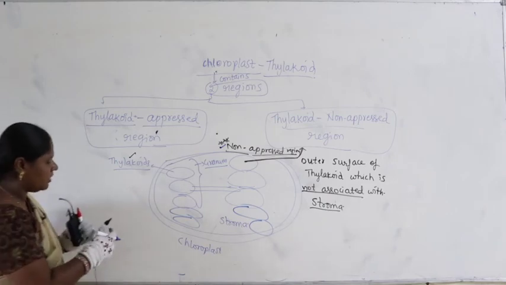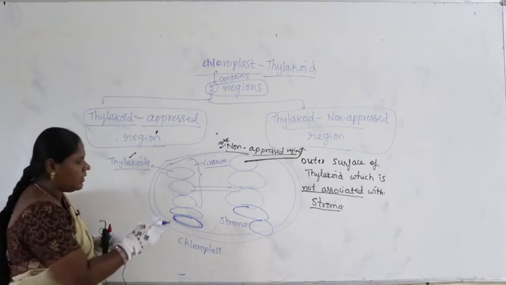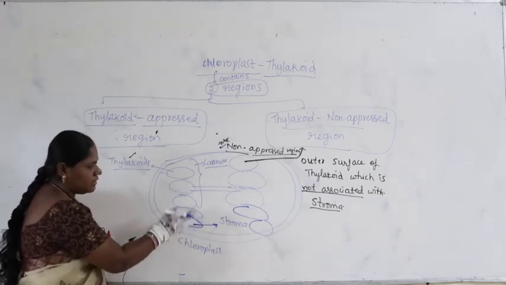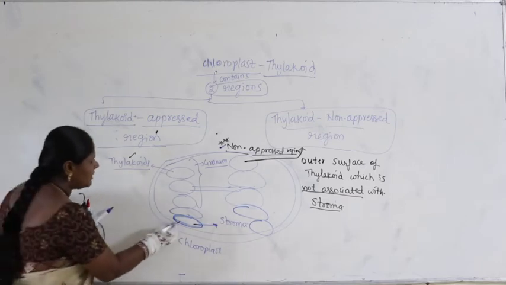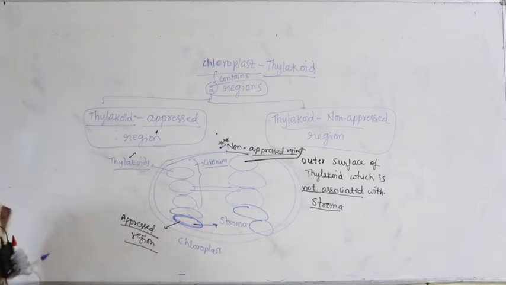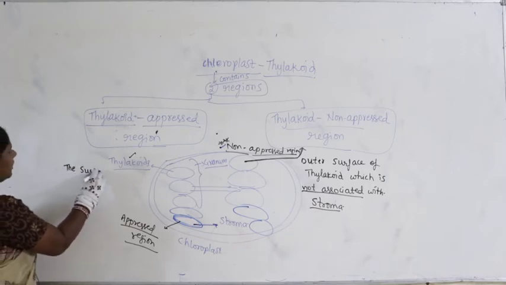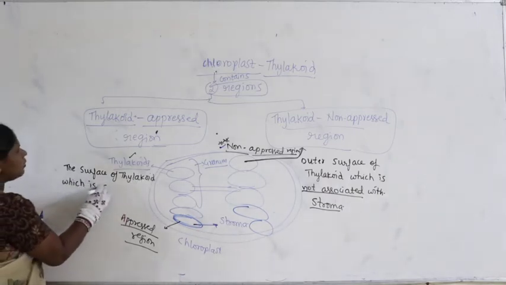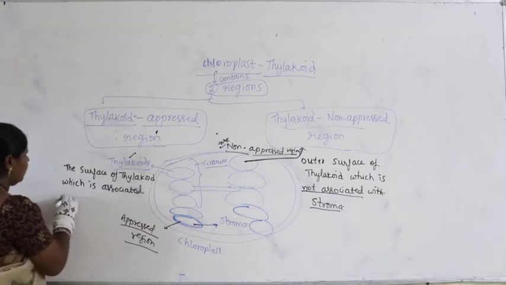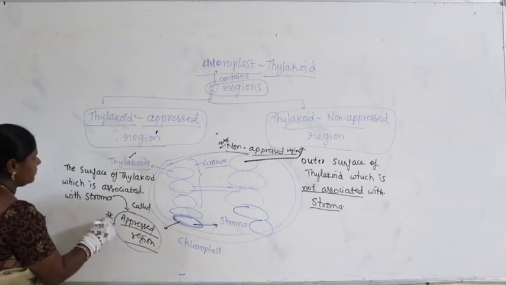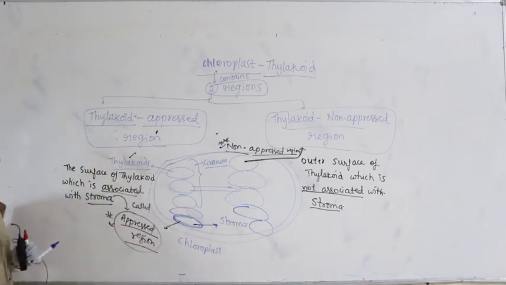Then what is the oppressed region here? Now see the down thylakoid. The lower surface of this thylakoid is in contact with the stroma. This is what is called the oppressed region. How do you define the oppressed region? The surface of the thylakoid which is associated with the stroma is called the oppressed region. The lower surface is in contact with the stroma.